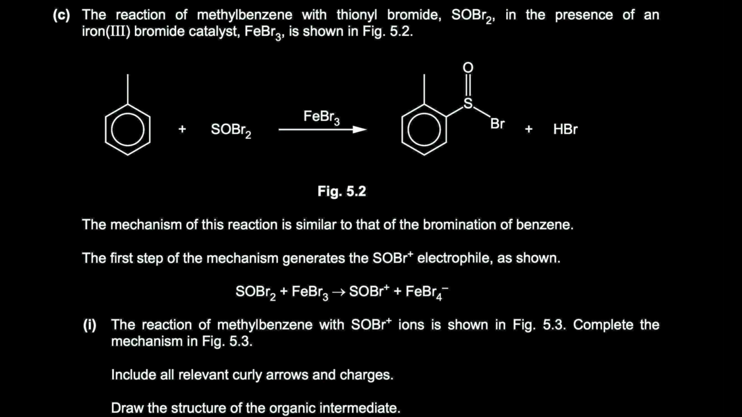The reaction of methylbenzene with thionyl bromide, SOBr2, in the presence of an iron(III) bromide catalyst, FeBr3, is shown in figure 5.2. The mechanism of this reaction is similar to that of the bromination of benzene. The first step of the mechanism generates the electrophile as shown. The reaction of methylbenzene with SOBr+ ions is shown in figure 5.3. Complete the mechanism in figure 5.3. Include all relevant curly arrows and charges. Draw the structure of the organic intermediate.